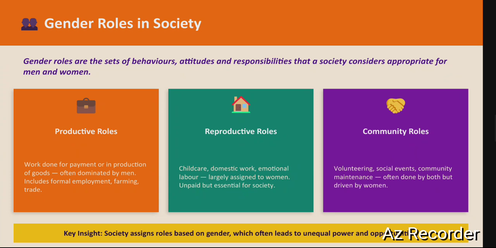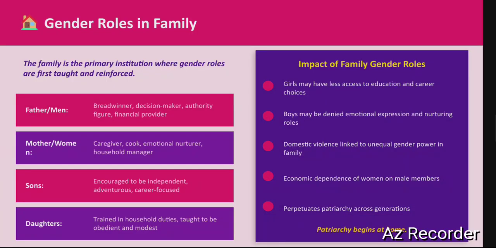Okay. Community roles, volunteering, social events, community maintenance, often done by both but driven by women. Because being united and gathering the things is done by women, I feel. So the society is assigning the role based on gender, where there is no equal power and opportunities. There is always unequal power and opportunities.